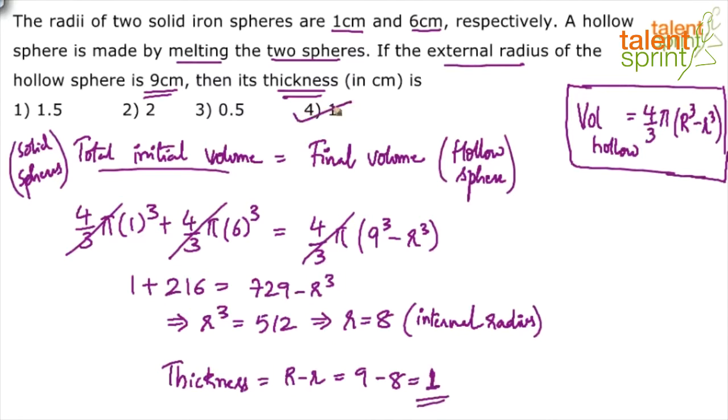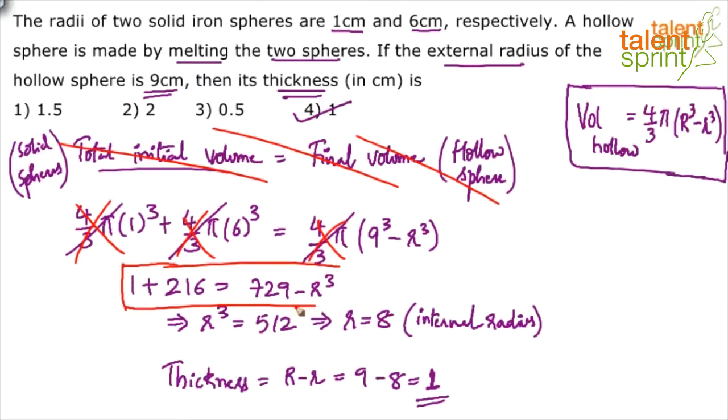Okay, but please cut down all the unnecessary stuff here, right? Like you need not write volume is constant, total initial volume, final volume, right? In fact, you should not even write 4 by 3 pi, because anyway both the sides are going to get cancelled. Simply start working on the internal radius. And once you know that internal radius is 8, that's it. Don't even write thickness equals R minus r, 9 minus 8, 1 centimeter. Don't waste your time. Internal radius is 8, external one is given as 9, difference is 1, which is the thickness.